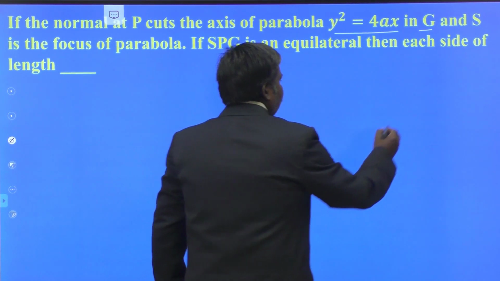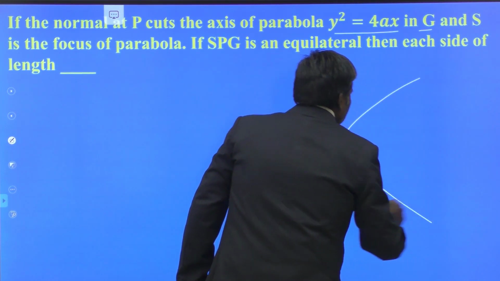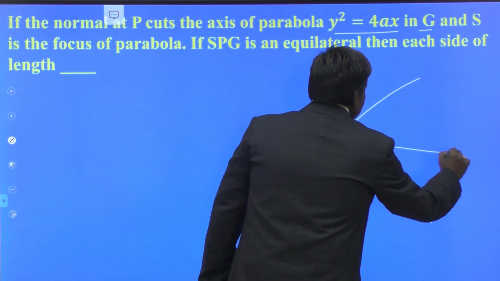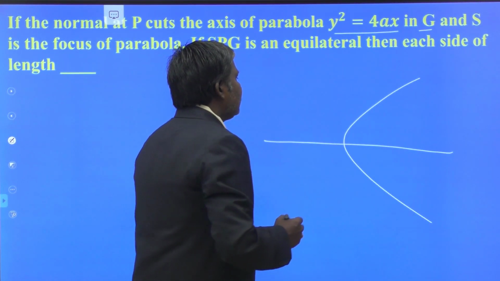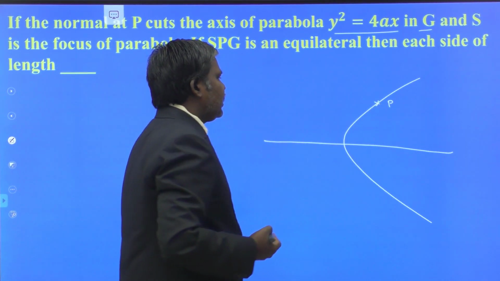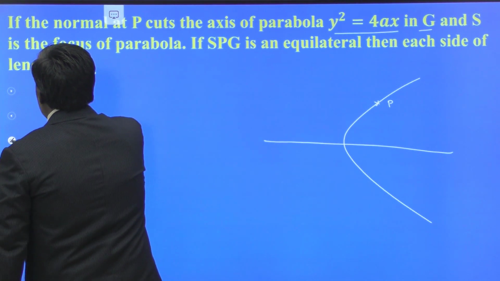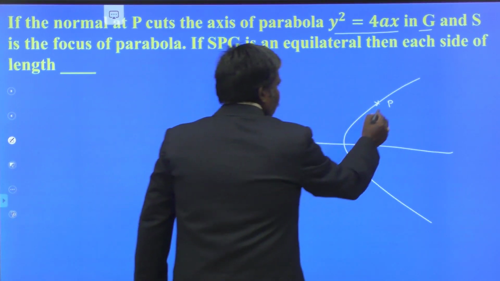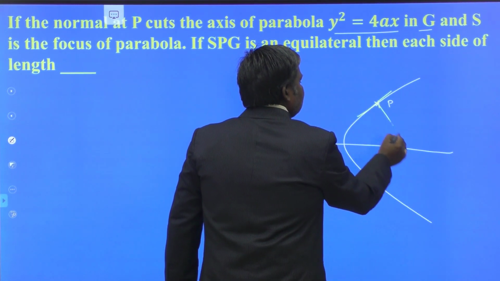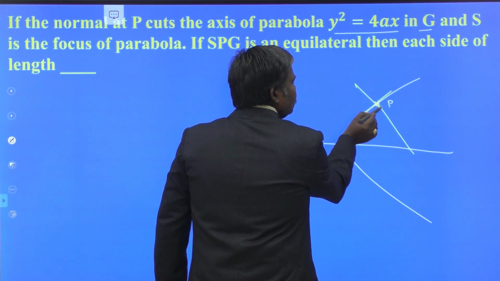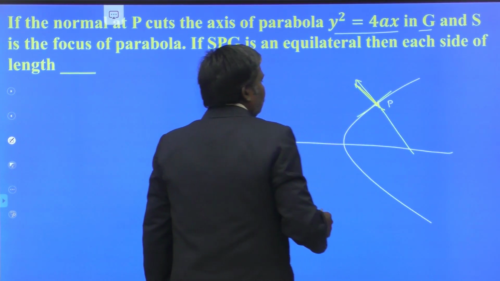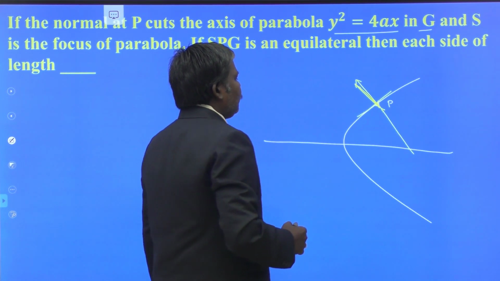So let us try to draw the figure, my dears. This is the parabola. This is my axis of the parabola. P is any point on the parabola. Draw the normal at that point. Suppose the sheet is tangent to the parabola at this point. This is the normal. Okay, this is the normal to the parabola at that point P.